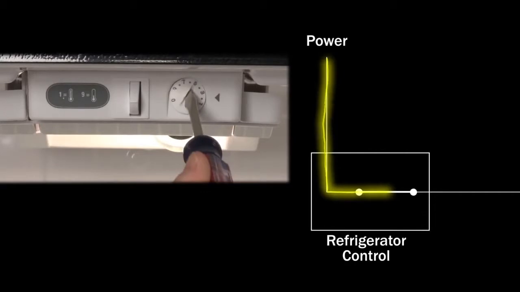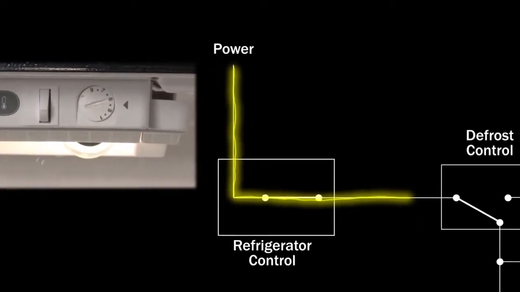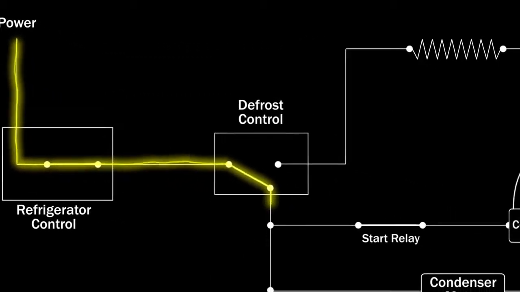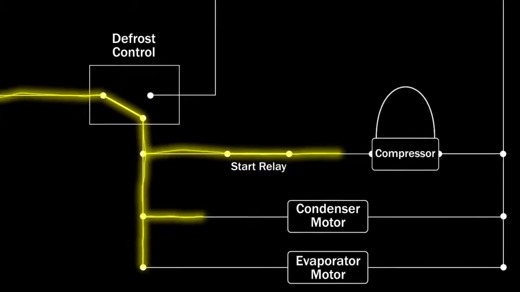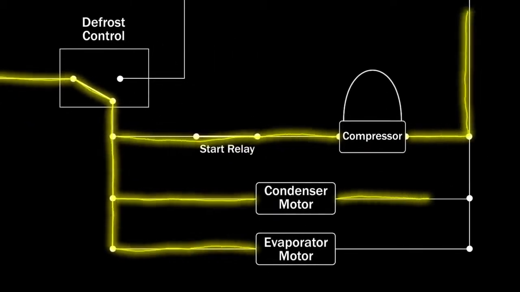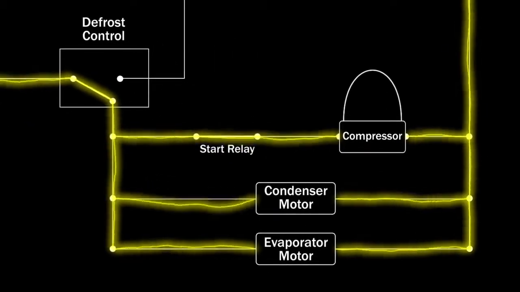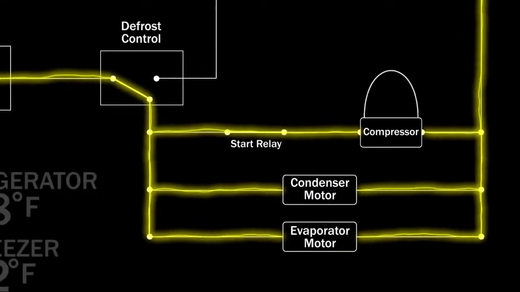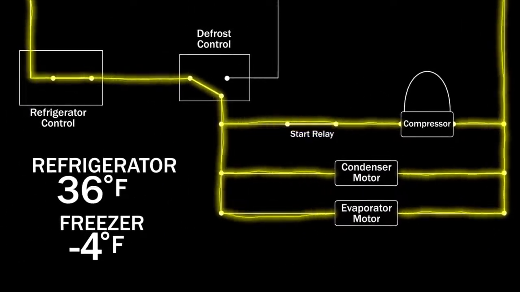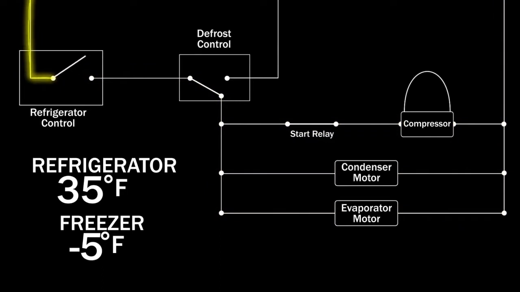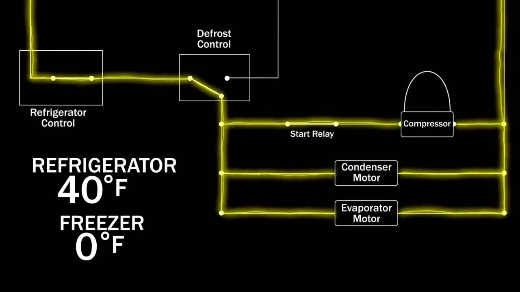To cool both the refrigerator and freezer, the control allows voltage to travel to the start relay and compressor, as well as to the condenser fan motor and evaporator fan motor. Once the proper temperatures are reached, the control shuts off the voltage to the cooling system. Keep in mind that it's normal for the temperatures to vary throughout this cycle.